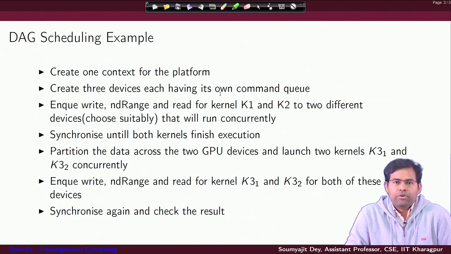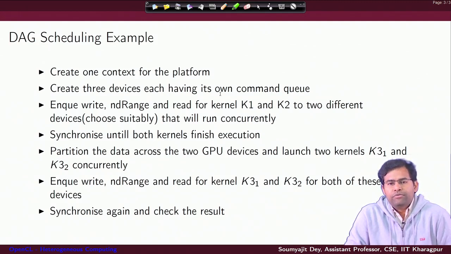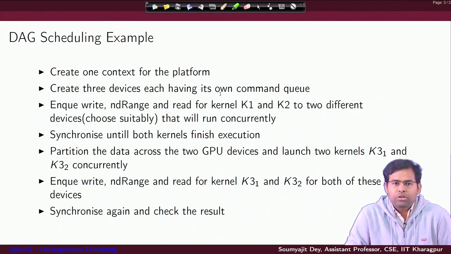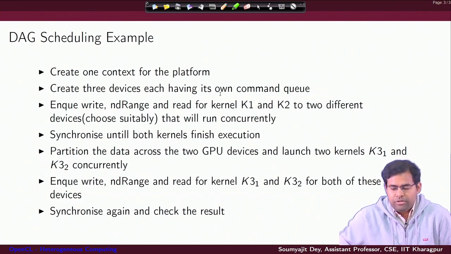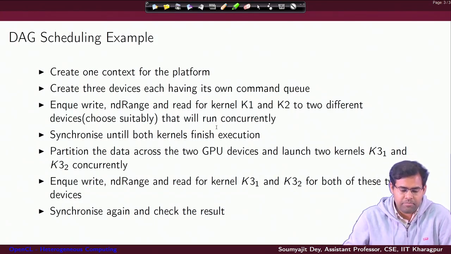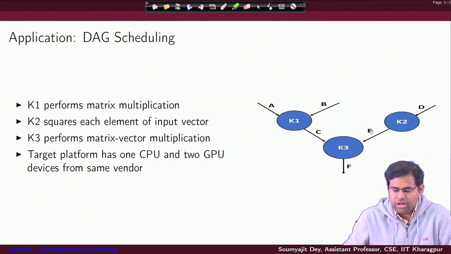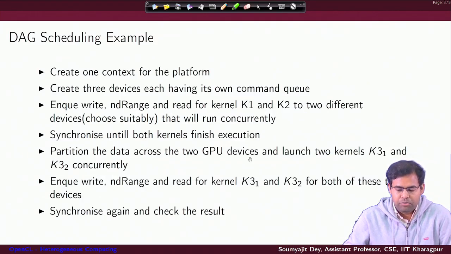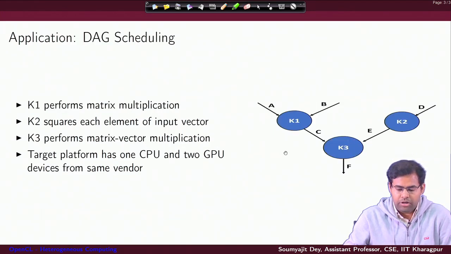So you can map K1 and K2 to two of the devices, and you synchronize until both the kernels finish execution. Essentially, you wait in the host code. Once both kernels finish execution, this is just an example mapping we are talking about, you may want to map this input data space, which is C and E, onto two different GPU devices and launch two kernels, K31 and K32, concurrently.